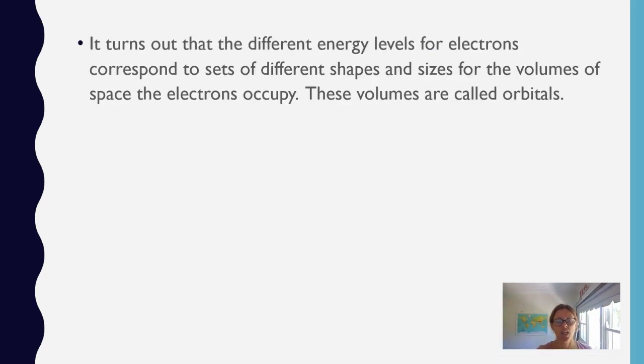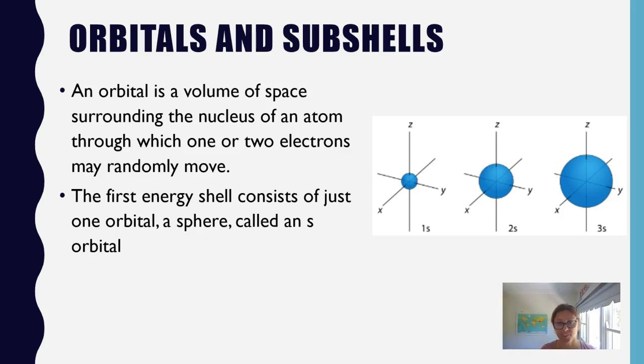So he worked out that the different energy levels for the electrons corresponded to the different shapes and sizes for each of the spaces the electrons occupy, and he called them orbitals. So let's have a look at what orbitals are. An orbital is an area of space surrounding our nucleus, and one or two electrons can move in this space. Our first one we call an S orbital, so it's a spherical shape, and in each one of these orbitals a maximum of 2 electrons can exist.